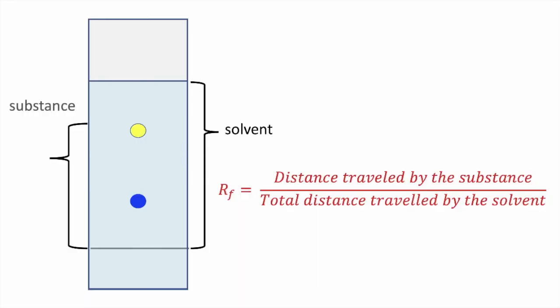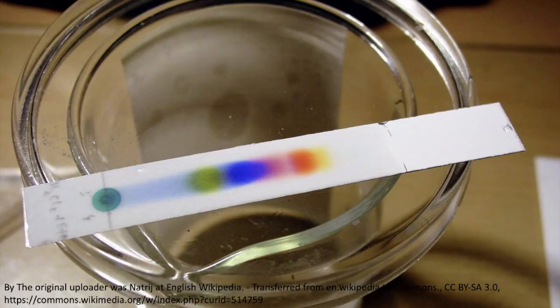Calculating the RF can therefore be useful for determining if a particular substance is present in a mixture or for comparing the compositions of different mixtures. Thin layer chromatography is a technique that is very similar to paper chromatography, although it's typically conducted on a sheet of plastic or glass or aluminum that has been coated with a thin layer of silica or alumina, both of which are extremely polar. Since the stationary phase is polar, the more polar a substance in the mixture is, the more slowly it will travel.